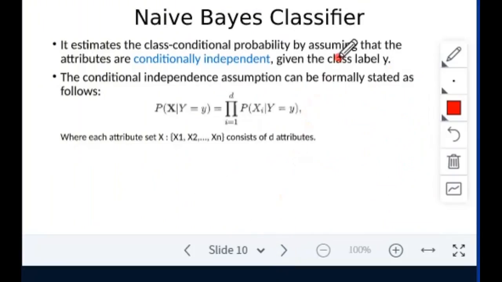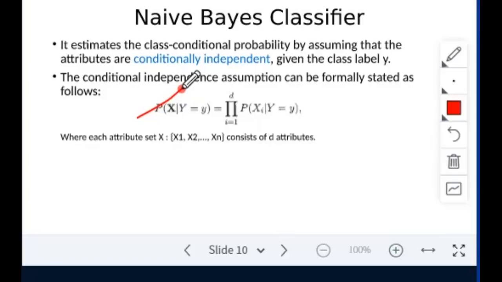Naive Bayes classifier, what is it actually? It is a classification technique based on Bayes theorem, with the assumption of independence among predictors. In simple terms, a naive Bayes classifier assumes that the presence of a particular feature in a class is unrelated to the presence of another feature. That's why I told it is independent. Our attributes are independent of each other.